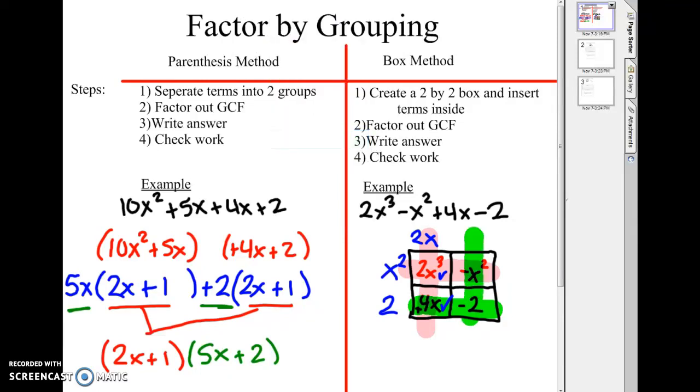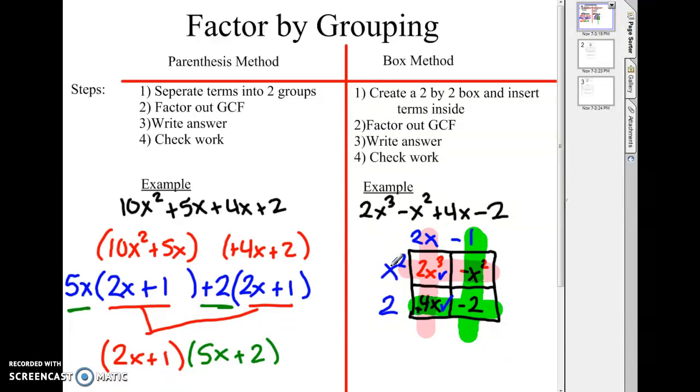So I'm going to go this direction now, up and down, and I'm going to see what they have in common. So these two, looking at them, well, this one doesn't have an x, this one doesn't have a number, but they both have a negative. So I can take out at least a -1. You can always take out a 1. Okay, guys? You can always take out a 1 if you can't take out anything else. But in this case, I can take out a -1.